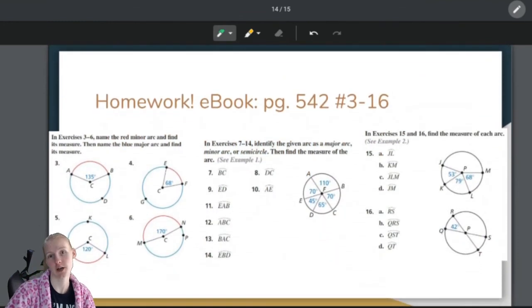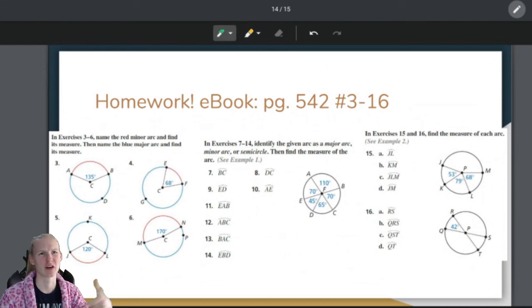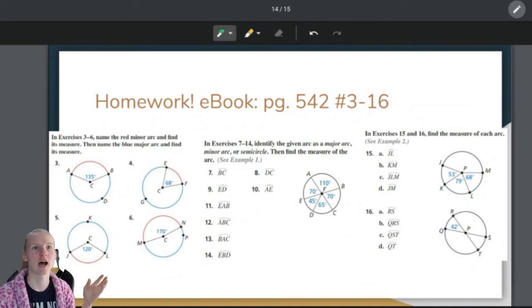This looks like a lot of homework questions. It is only 16. But I mean, if you add up the A, B, C, D, then it's technically 20 questions. But you saw how quickly these went. You're just adding stuff up. You're just subtracting stuff. Simple arithmetic. So don't let that scare you from doing the work.